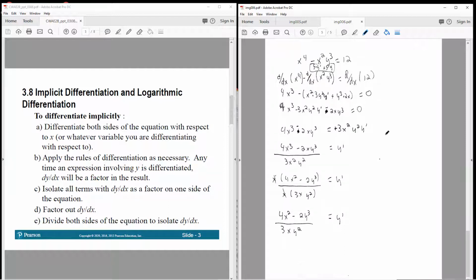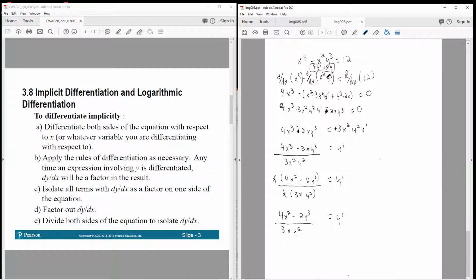Here's a different one here. So I'm going to solve this one by using implicit differentiation. So I take the derivative of both sides. The derivative with respect to x. The constant is going to be 0. I have to take the derivative of x to the fourth. I have to take the derivative of this product. So remember that rule. So the derivative of x to the fourth will be 4x to the third.